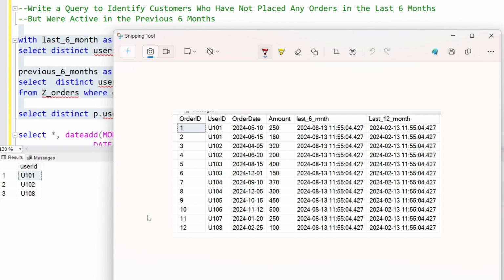Now for 108 we have 25th of February. He has not placed any order in the last 6 months, but he was active before that. The last 6 months date was 13th February and he ordered before that, so he comes in the 1 year period. He was active in the previous 6 months. All right, so that's why we have three customers who were active in the previous 6 months but didn't order anything in the last 6 months.